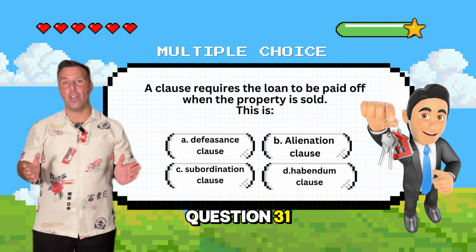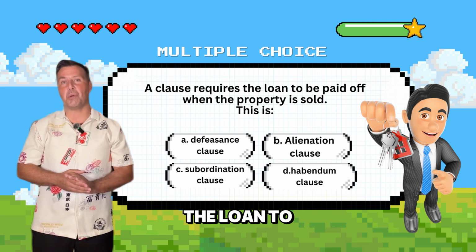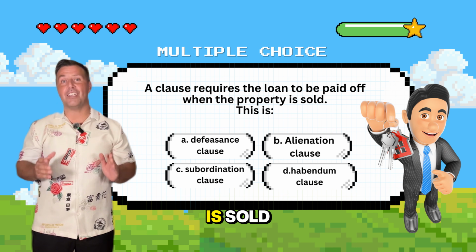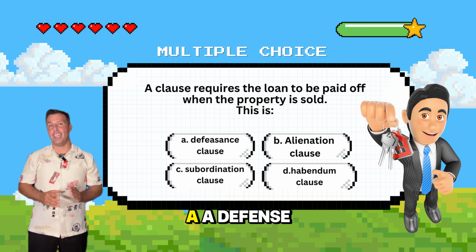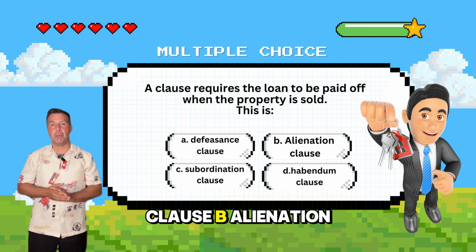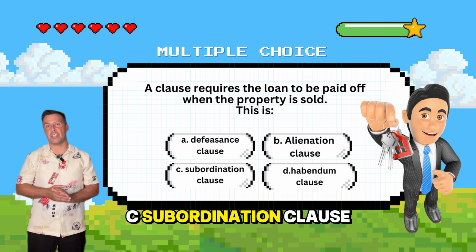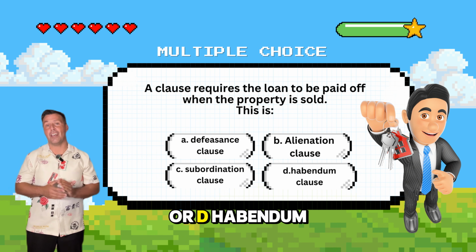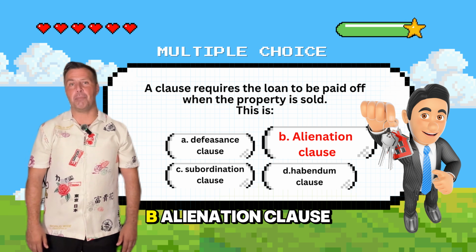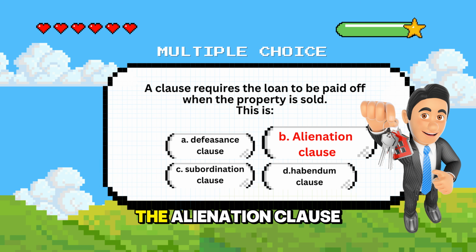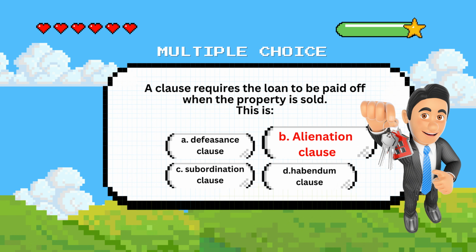Question 31. A clause requires the loan to be paid off when the property is sold. Now this is A. A defeasance clause, B. Alienation clause, C. Subordination clause, or D. Habendum clause. The answer is B. Alienation clause. The alienation clause is also called a due-on-sale clause.